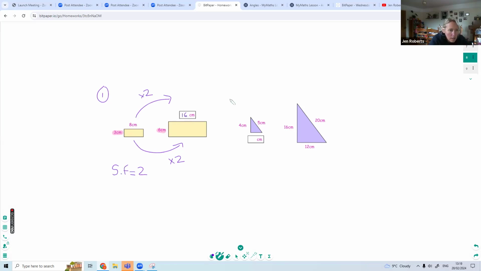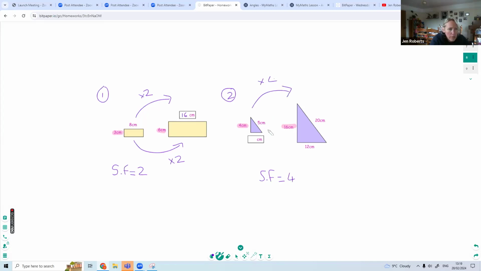Okay, let's look at this next question. We've got a smaller triangle and a large triangle. These triangles are similar. Let's get our scale factor first of all. This is 16, this is 4. 16 divided by 4 is 4. To get from the smaller one to the bigger one, we're timesing by 4.